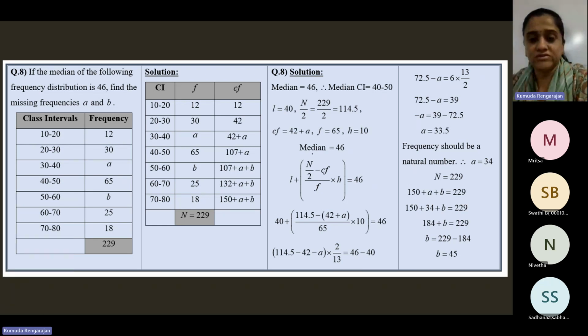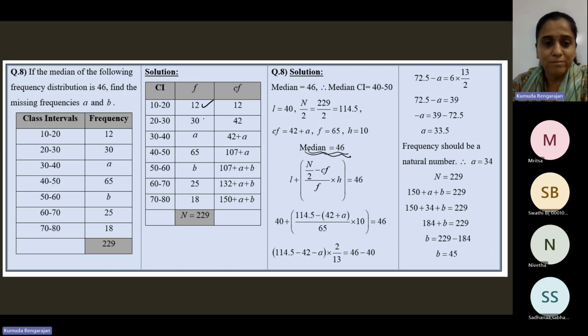Similar thing, children. So first, like the earlier one, the value of median is given to you. Median is 46. So that means L plus N by 2 minus CF by F into H is equal to 46. Substitute the values. Same thing. And what is N here? 229.